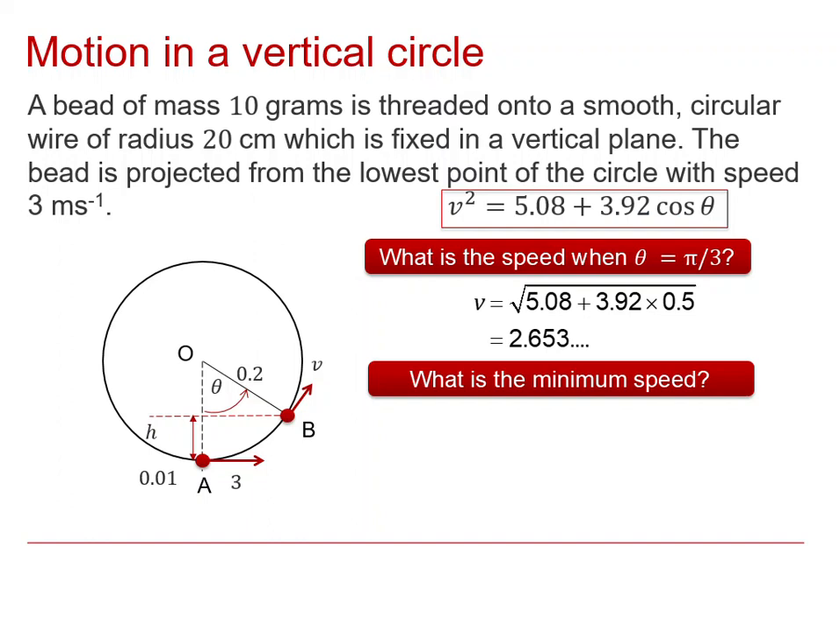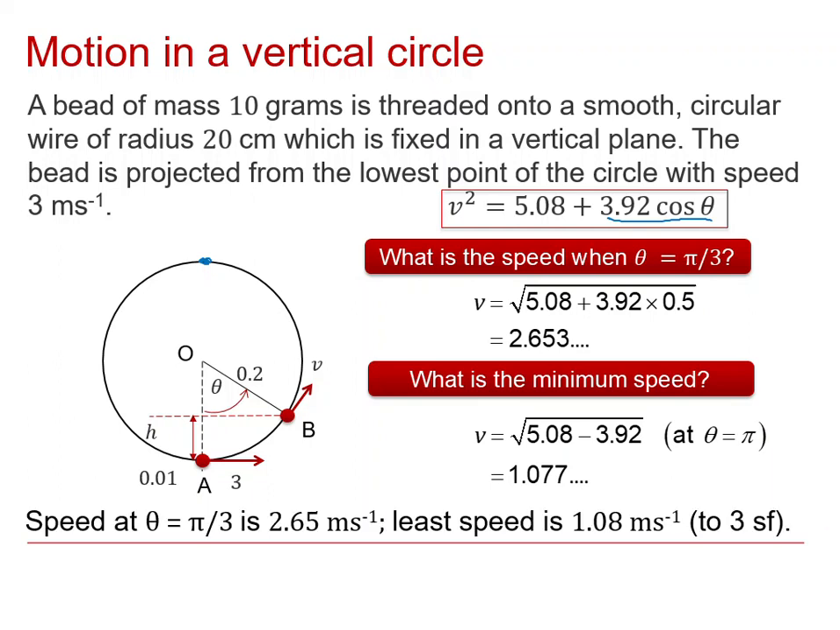What about the minimum speed? Now this will be when the bit that we add on, the 3.92 cos theta, is at its least, which is when cos theta is minus 1, which is when theta is 180 or pi, and that's at the top of the circle. At that point we take off the whole 3.92 and the value for v is just a bit bigger than 1. It will go over the top and then increase its speed again down the other side until it gets back to 3 by conservation of energy. So that's the answer to the two questions: 2.65 meters per second for the 60 degrees and the least, 1.08, when it's at the top.